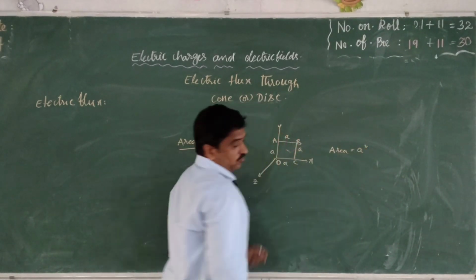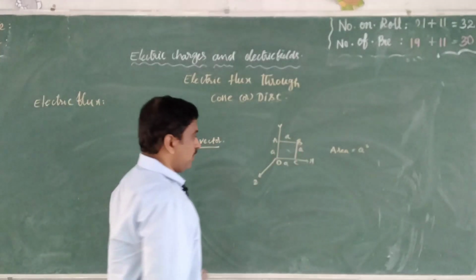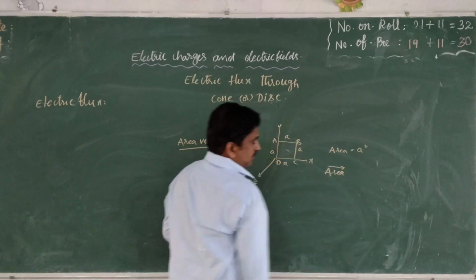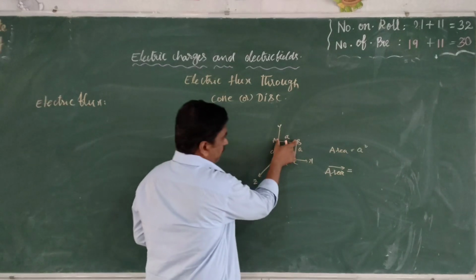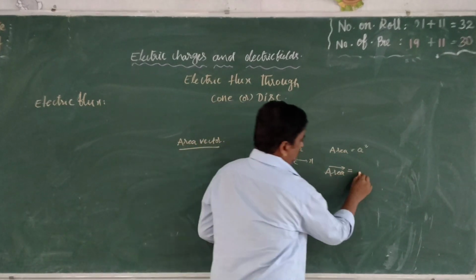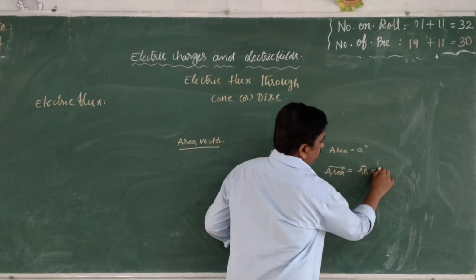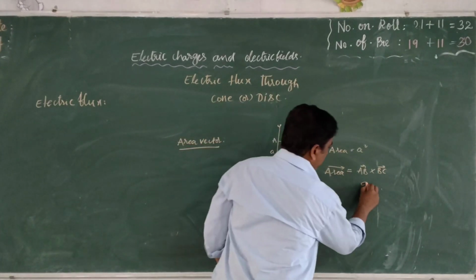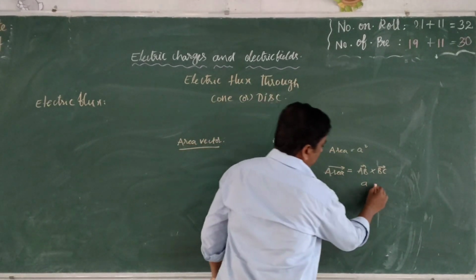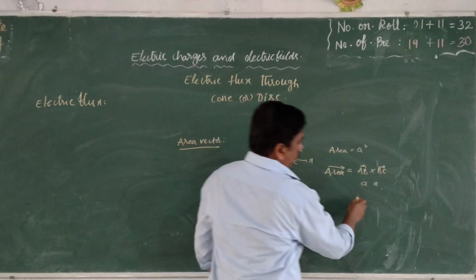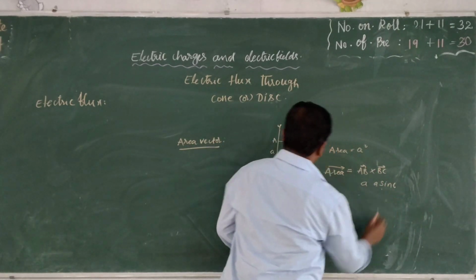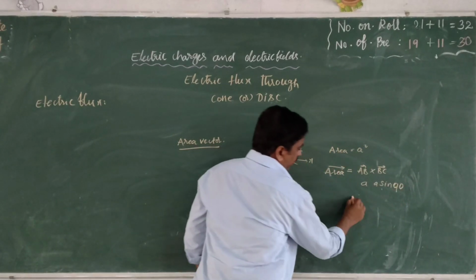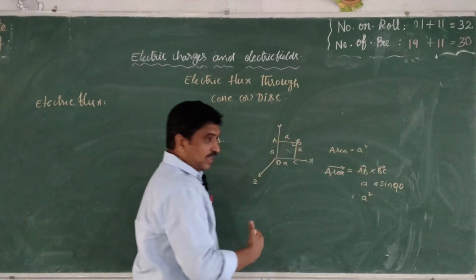But in this one we discuss the area vector. Area vector means AB cross BC. AB cross BC is the area vector. AB means a and BC means a, so the cross product is a times a times sin theta. What is the angle here? 90, so we take sin 90, which means a square. What is the direction of this vector?